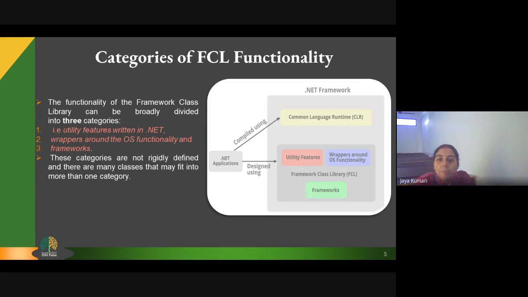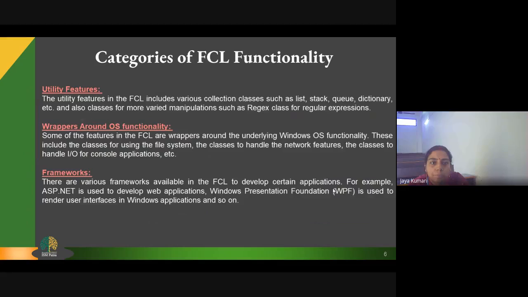Here in the diagram, you can see the architecture of the .NET framework. The core components are CLR and FCL, and the FCL is again categorized into three parts. These are utility features, wrappers around OS functionality, and framework. These categories are not rigidly defined, and there are many classes that may fit into more than one category. So let's have a discussion on utility features, wrappers around operating system functionality and framework.